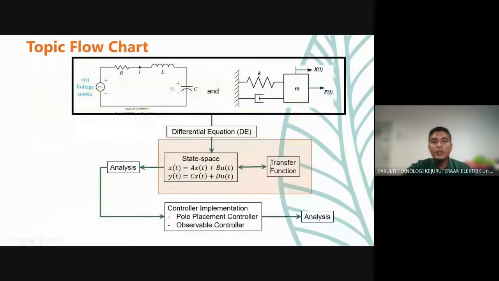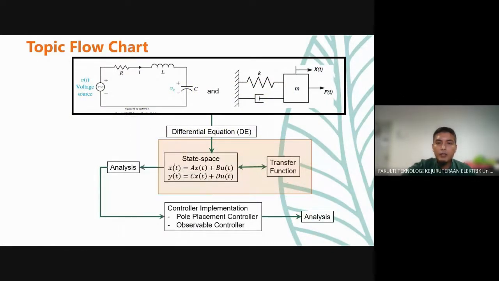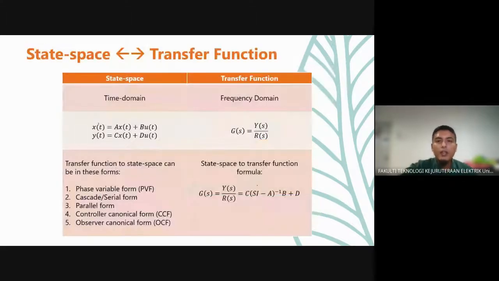Okay, so now we are focusing on this part. Pointer option, then we are focusing on this part. Transfer function to state space. According to transfer function to state space, at this part, you can convert the transfer function to state space in 5 different forms.